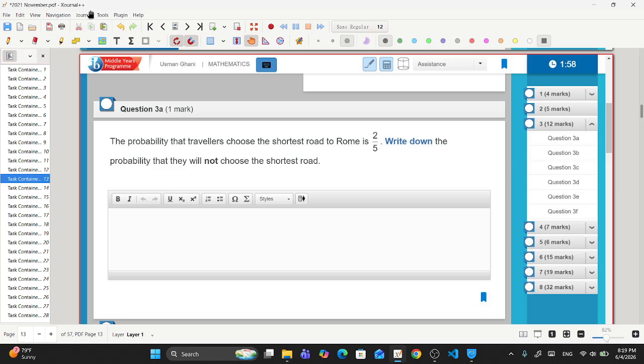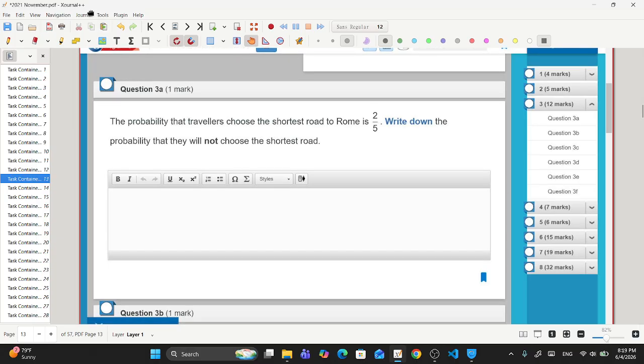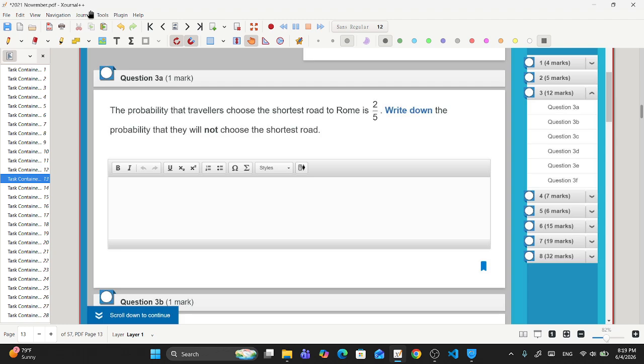The probability that travelers choose the shortest road to Rome is 2 by 5. All roads lead to Rome, right? As they say. So this is the probability. Write down the probability that they will not choose the shortest road. That's very easy. There should be no rocket science.